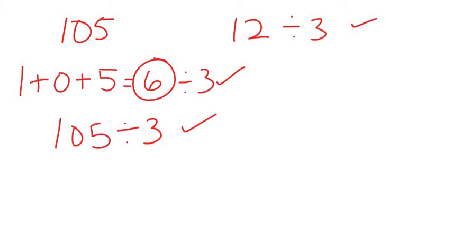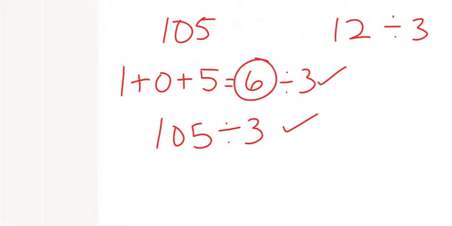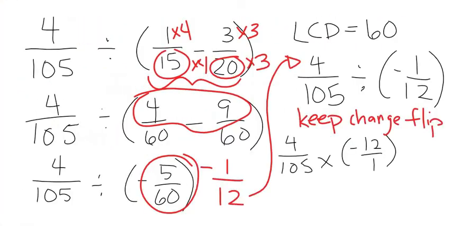Okay, so let's go back to our problem. We're going to simplify by dividing each of those numbers by 3. 105 divided by 3 is 35, and 12 divided by 3 is 4. So now we're going to multiply straight across. We have 4 times negative 4 is negative 16, and then 35 times 1 is 35 on the bottom.